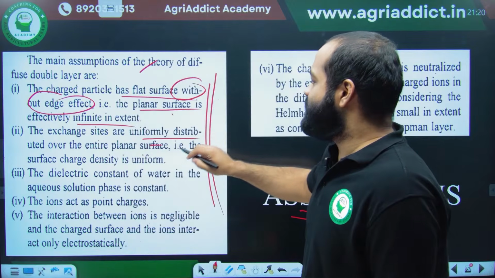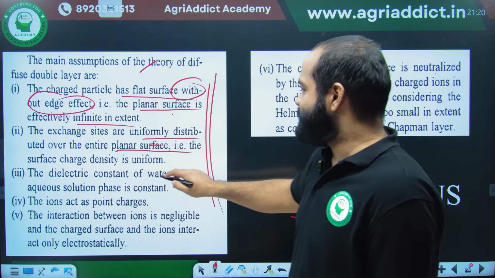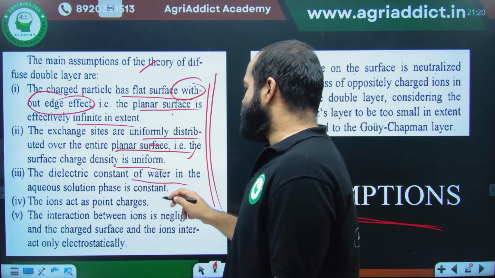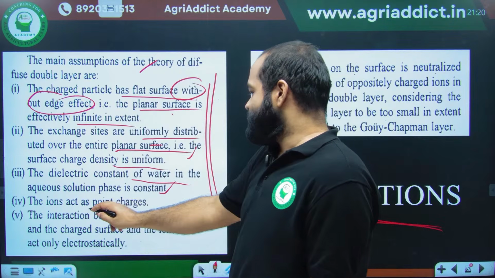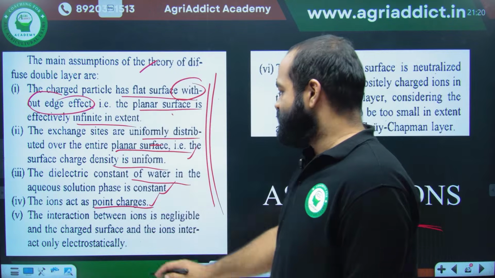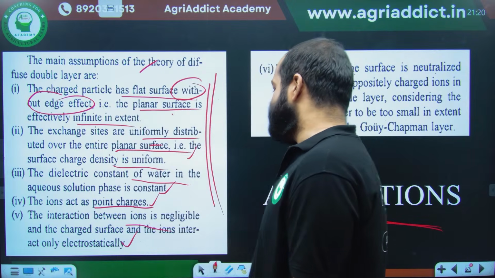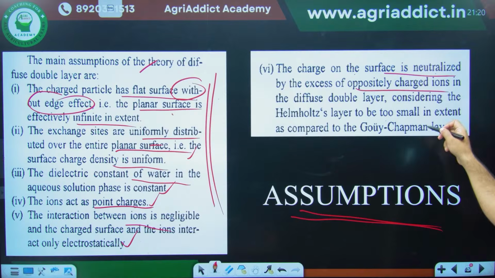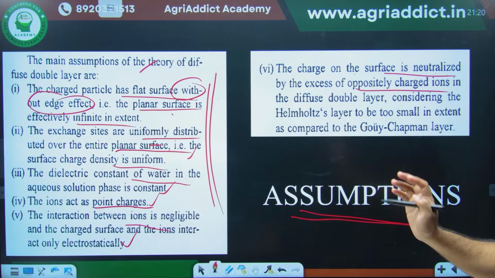Exchange sites are uniformly distributed over the entire planar surface, that is the surface charge density is uniform. This is another assumption. Dielectric constant of water is constant. The ions act as point charges. This is also, the interaction between ions is negligible, and the charge on the surface is neutralized only by the excess of oppositely charged ions. This is also an assumption. So you should read this.